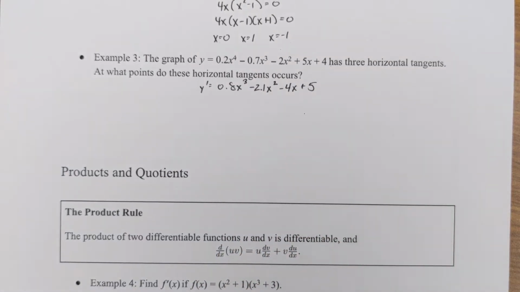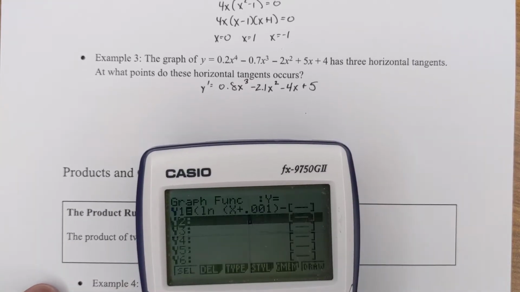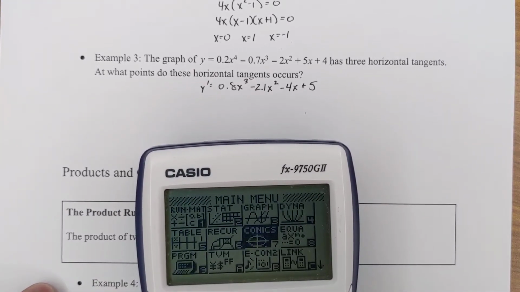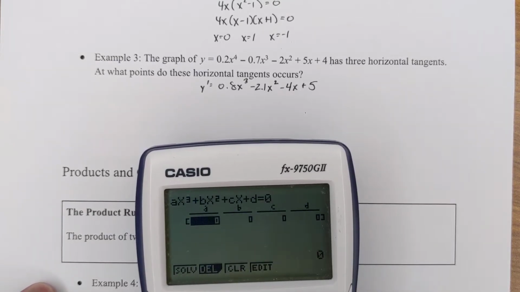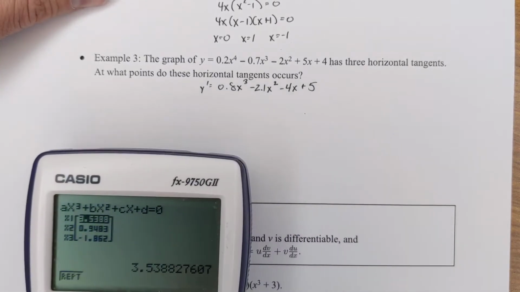Now I particularly don't want to solve that by hand, so I'm going to let my calculator handle it. Where is the equation solver? Right there. This is a polynomial of degree 3. So my coefficients are 0.8x cubed, negative 2.1x squared, negative 4x, and 5. Solve. So there are my values.